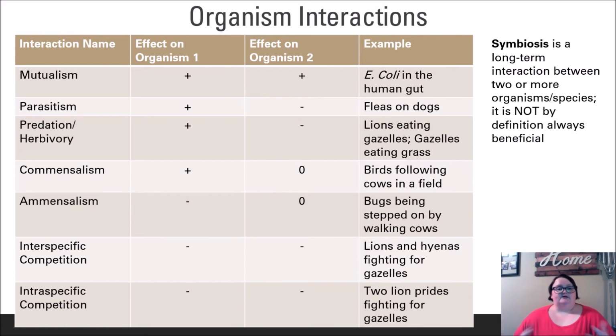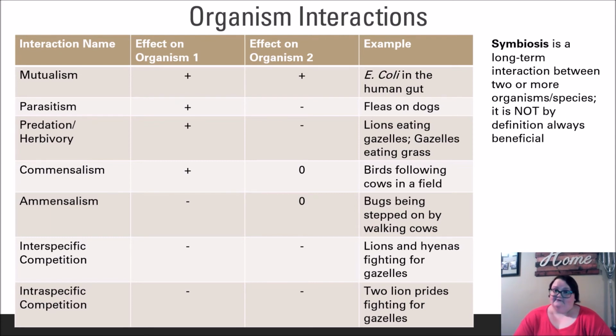Mutualism occurs when two organisms work together and both of them are benefited by the interaction. This is common in E. coli in the human gut. E. coli helps us break down plant materials, helps us get nutrients. The E. coli has a place to live and also gets nutrients on its own.